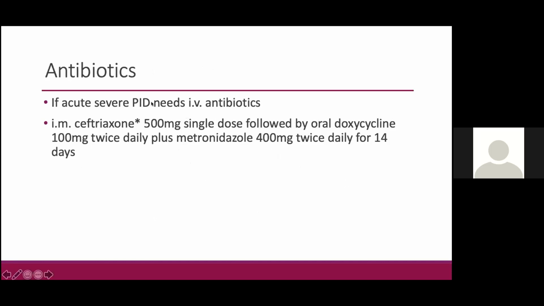Right. And for severe PID, as I told you, IV antibiotics, but otherwise we give a very flexible regime: Ceftriaxone 500 milligrams, followed by doxycycline 100 milligrams twice daily, plus metronidazole 400 twice. That's the lowest we can give. And about 80% will work on this.